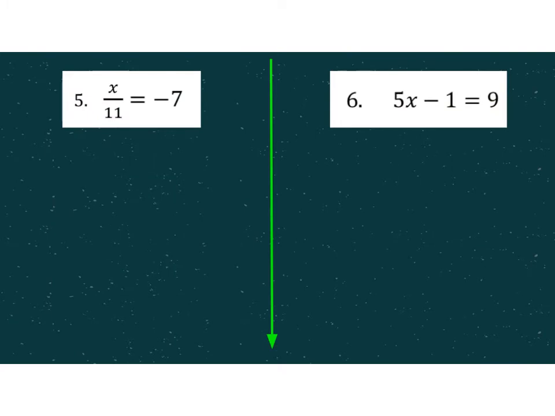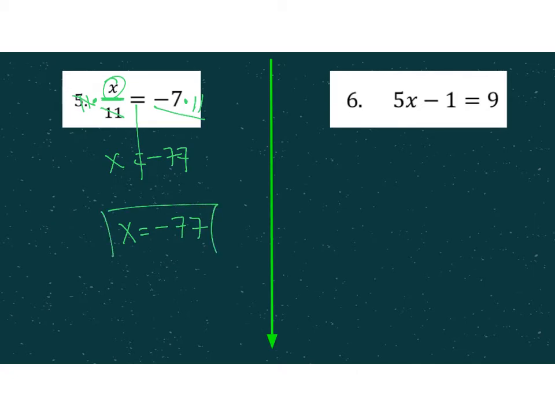Now we get into canceling some division. In number 5, I have x divided by 11 is equal to negative 7. If I am dividing by 11 right now, in order to cancel that, I need to multiply by 11. But since I'm multiplying by 11 on the left, I also need to multiply by 11 on the right. So this 11 on the top cancels the 11 on the bottom and leaves me with x, which is my goal. Here's my equal sign. On the right, I have negative 7 times 11, which is negative 77. So I'm left with an answer of x equals negative 77.